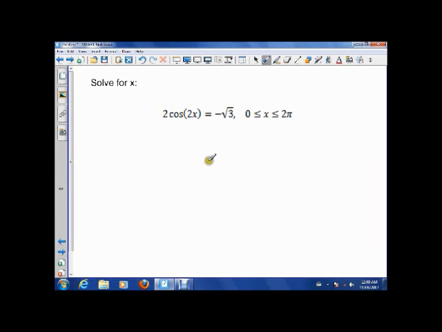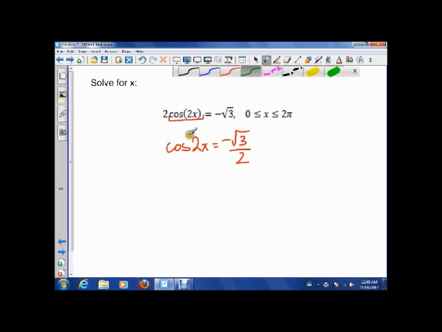Okay, here's the second one. A little bit more challenging. There's going to be more steps involved. So remember, the first thing is let's isolate this cos 2x. Okay, so I got to get rid of that 2. So cos 2x is -√3 over 2. Okay, simple enough.